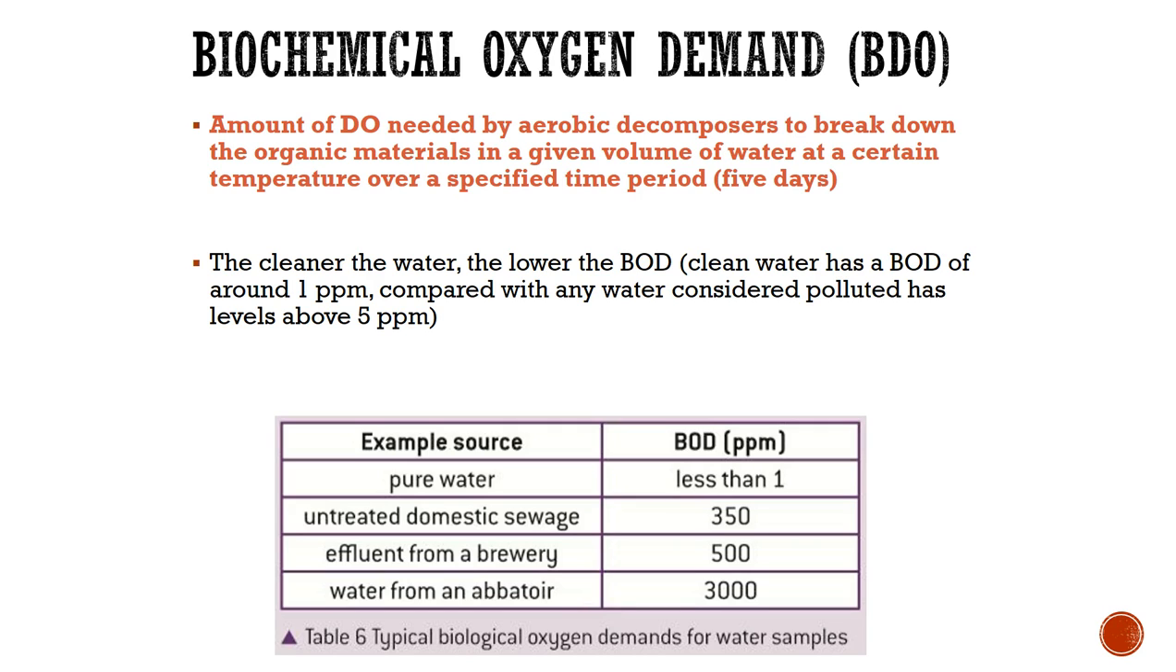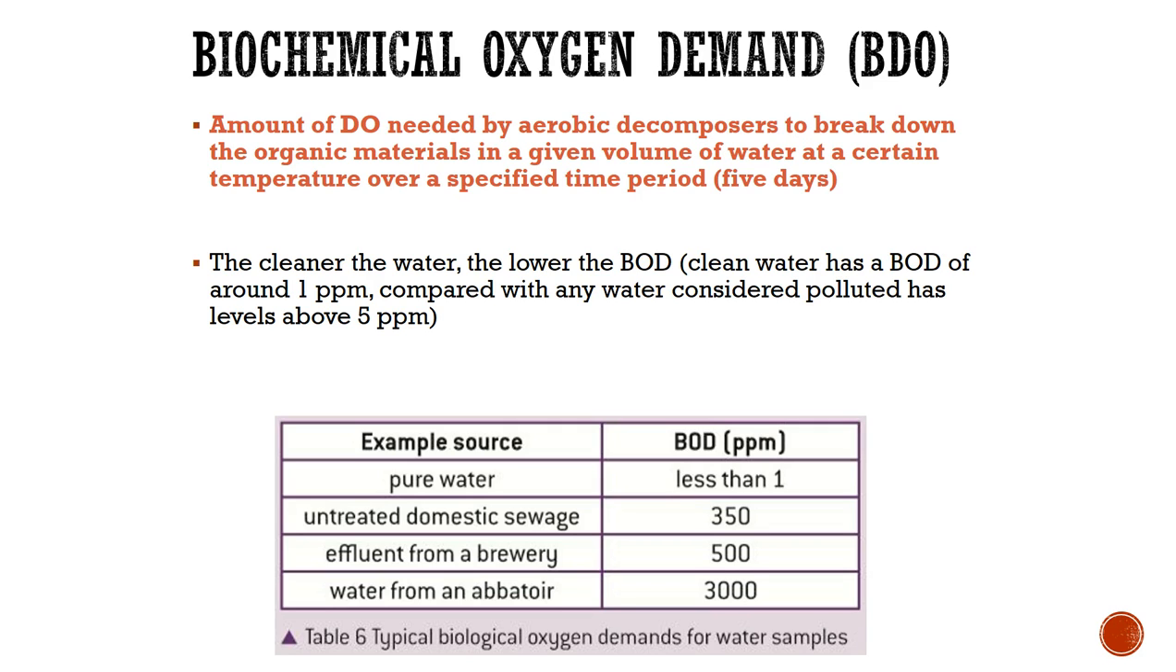So biological oxygen demand is a little bit different to dissolved oxygen. It is linked in many ways, but essentially it's the amount of dissolved oxygen needed by aerobic decomposers in our waterways to break down the organic material. So there's lots of organic materials, fish waste, dead plants, and various other things in waterways, and if there isn't enough oxygen present, we don't have the facility for aerobic decomposition.